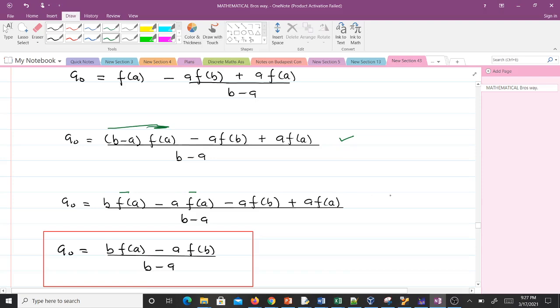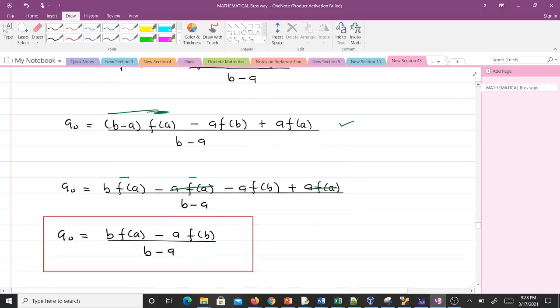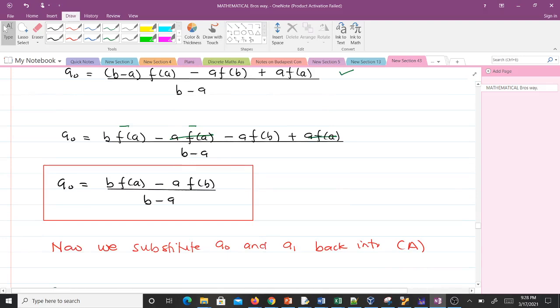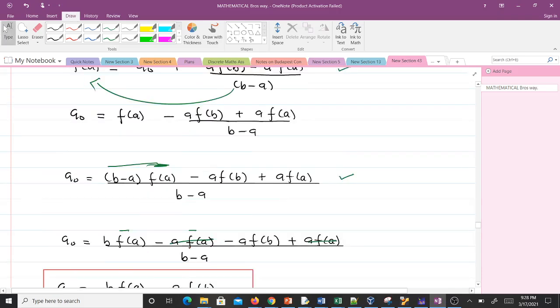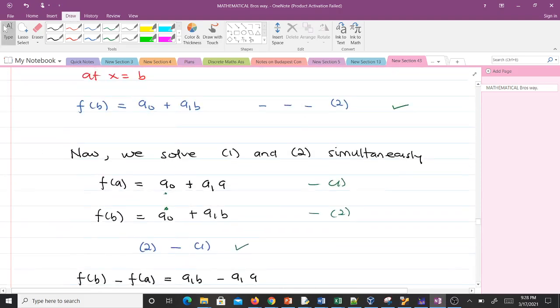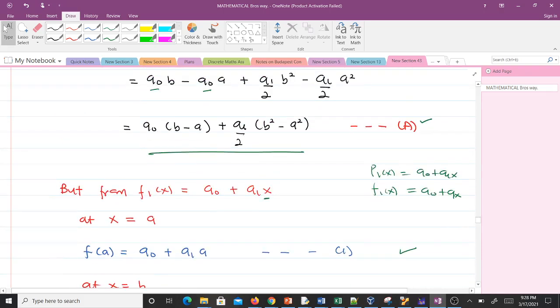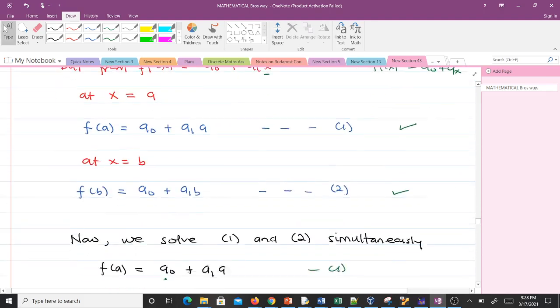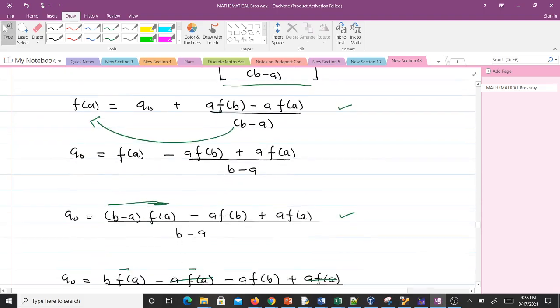So when you get here, can you see something interesting is about to happen here? So you see that this will cancel this. Then we will just be left with b f of a minus a f of b all over b minus a. And that is going to be a0. So now we have a0 and we've found a1. So we come back to equation A. Do you remember equation A? Okay, so we come back to equation A, there it is. And we put in A0 and A1 inside our equation. And that will help us to derive our formula.